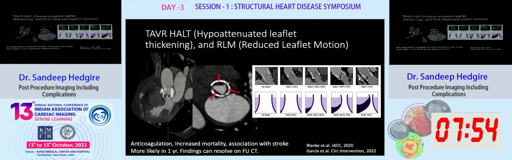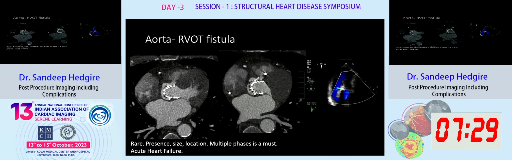When there is HALT involved, you have to pay close attention to how the leaflets are moving, because many times it is associated with restricted leaflet motion, which stands for RLM. So your patient may have HALT but very little RLM, or may have both of those things. So it's important to mention both in your report. Most of these patients do fine, and once they are placed on anticoagulation, it typically goes away.